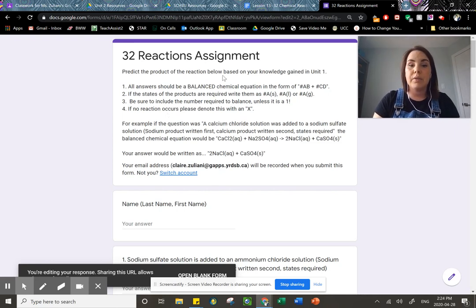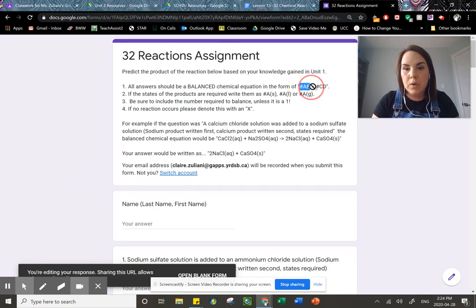It says predict the product of the reaction below based on your knowledge gained from Unit 2. Sorry, that should say 2, not Unit 1. All answers should be a balanced chemical equation in the form of, so let's say I'm making A, B, and C, D as my product, okay? You're gonna have a number and there's no space in between the number and the formula. So if I have 2 NaCl, what I'm actually gonna type in is the number 2 directly into NaCl plus the next number, CD. So there's no space in between the number and your chemical formula.